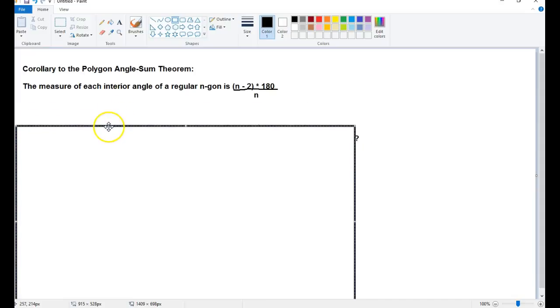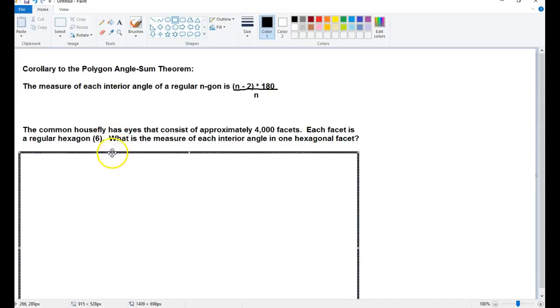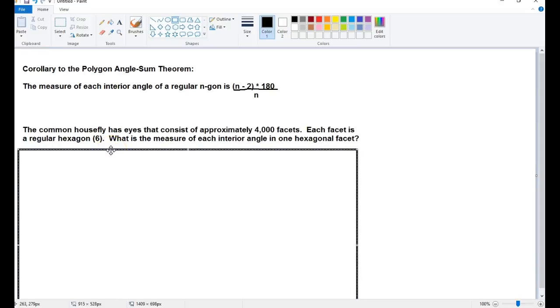So we have a word problem associated with this one. It says the common housefly has eyes that consist of approximately 4,000 facets. A facet is basically just a piece that makes up the eye. Think of it as like a piece of a beehive or something like that. So each facet is a regular hexagon, which is 6 sides. What is the measure of each interior angle in one hexagonal facet?